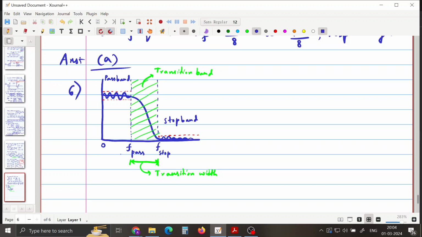By the way, F pass is your pass band frequency. F stop is your stop band frequency. Great. So this is what is meant by transition width.